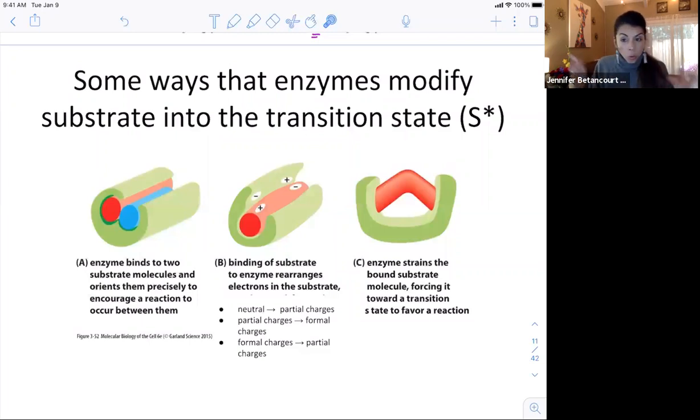Okay? And the way that you can rearrange electrons is maybe you had something that was neutral, just partial positive and negative. Maybe you had something neutral and you shuffled around those partial charges. Maybe you had partial charges and you shuffled them around and broke little bonds here and there, such that now the product has formal charges, or you did the opposite. Or maybe you just shuffled around a functional group to a different location. Okay.